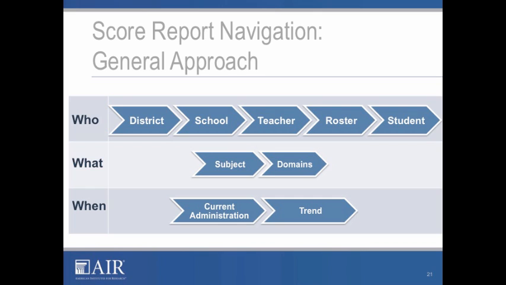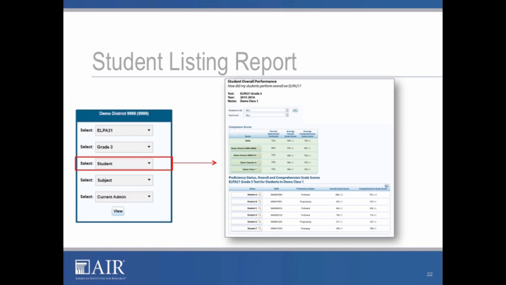For more information on using the Exploration menu to navigate between score reports, consult the Online Reporting System User Guide. Using the Exploration menu, you can view reports at different levels: districts, schools, teachers, rosters, and students. This is a sample student listing report showing student performance in each achievement level. You can access the student listing report by clicking the magnifying glass next to a school, teacher, or roster, and then selecting Student in the Exploration menu's Who drop-down list.